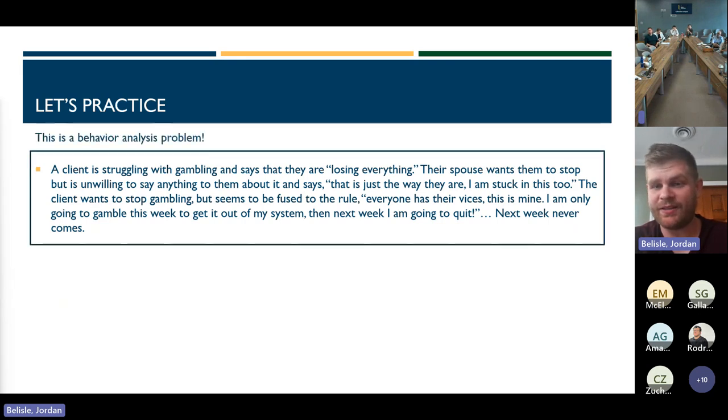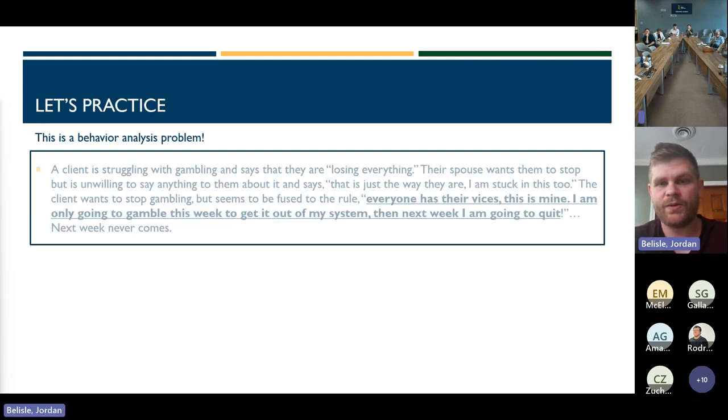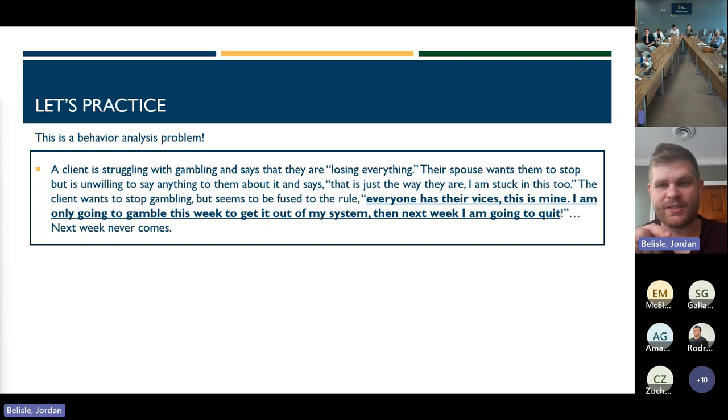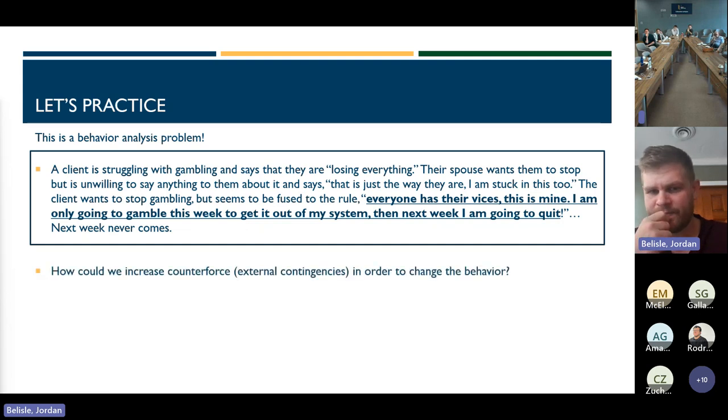So this is a behavior analysis problem in many ways. We have clear contingencies of reinforcement, several potential functions. We have behavior we can observe and measure. There are clearly rules within nested layers of dense relations that we need to unpack. So in this scenario, I want to focus on this specific rule. Everyone has their vices. This is mine. I'm only going to gamble this week to get it out of my system, and then next week I'm going to quit. Of course, we could break this down into a network analysis if we want, but I want to see if we can start to use this density thing to guide a case conceptualization.